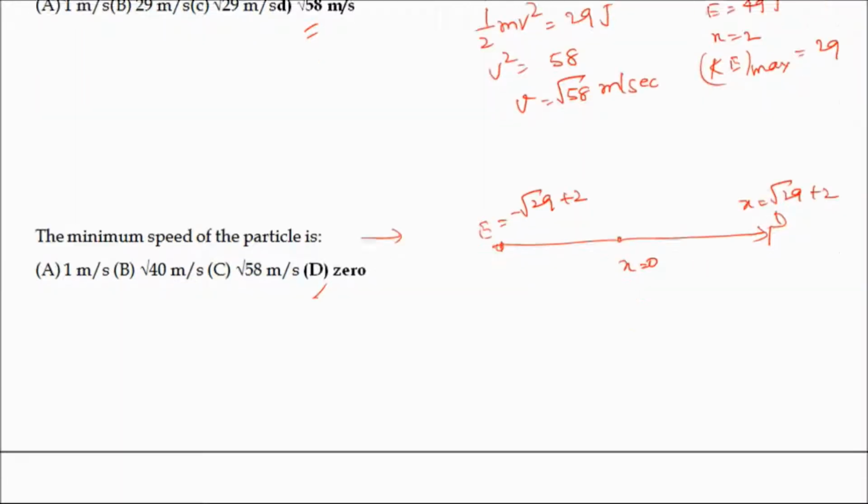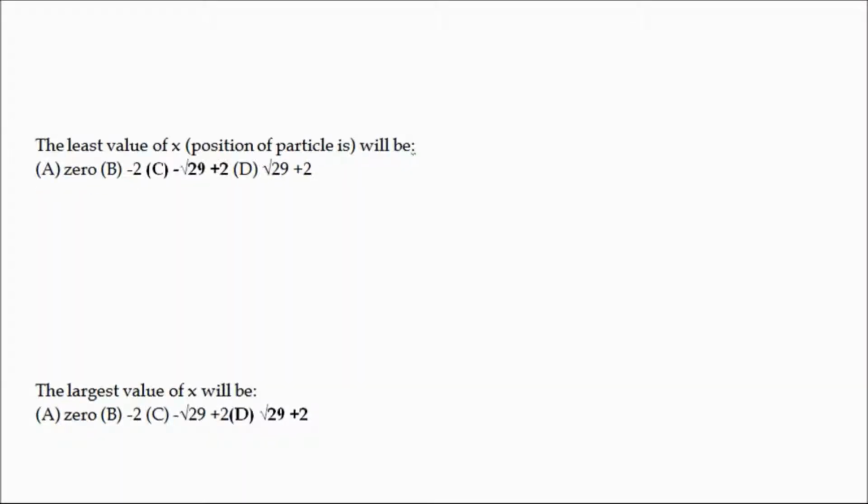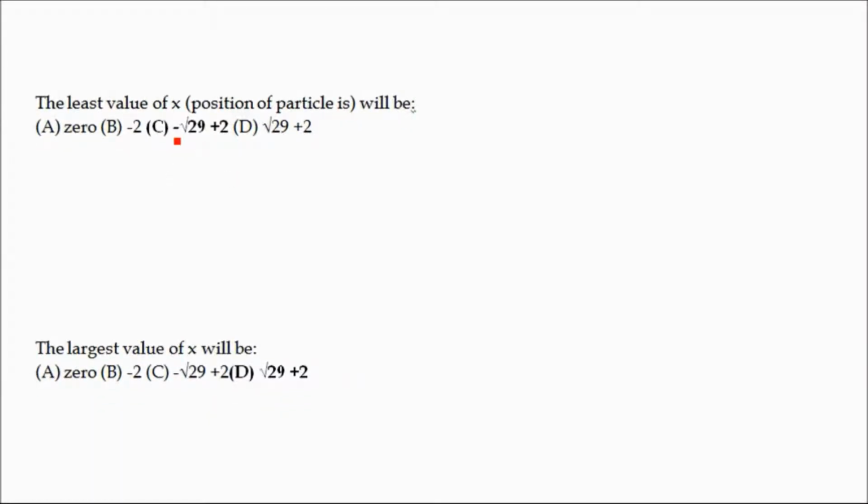The next problem is that you have to calculate the least value of x. The least value of x we have already calculated, 2 minus square root 29, and we have already calculated the maximum value of x is equal to 2 plus square root 29. Let me first draw the figure here also. These are the points D and E, where E is 2 minus square root 29, and D is 2 plus square root 29.